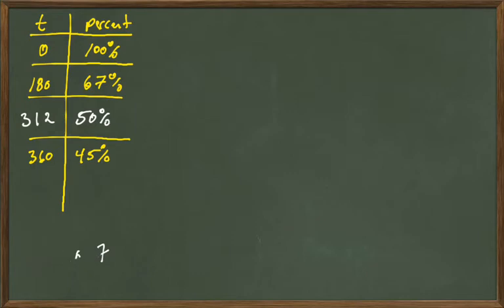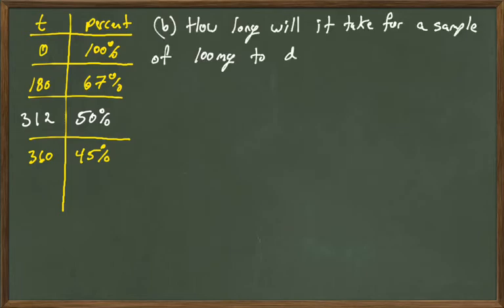Okay, so we had one other question we wanted to do here now that we have our new shiny model here. I don't know if it's shiny, but we have our model here. Okay, so how long will it take for a sample of 100 milligrams to decay to 51 milligrams? Okay, so that's really close to half. Half is left. So I'm going to guess it's somewhere around 312.